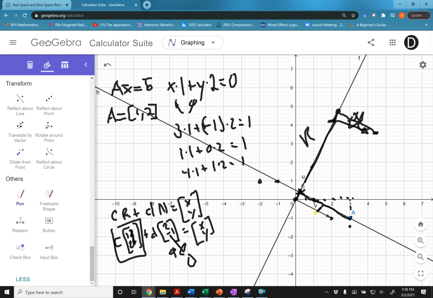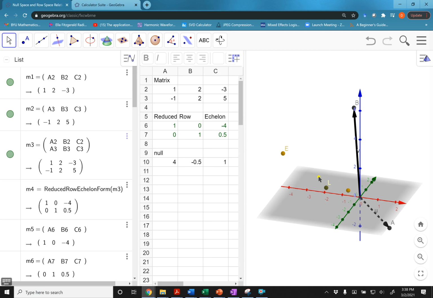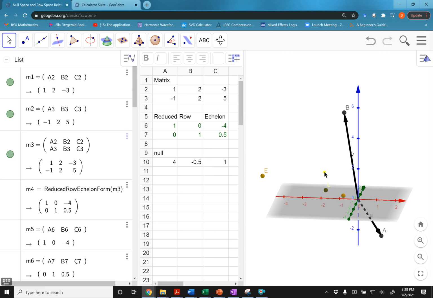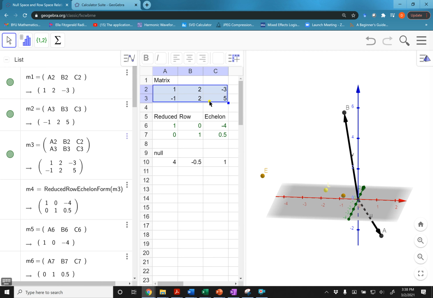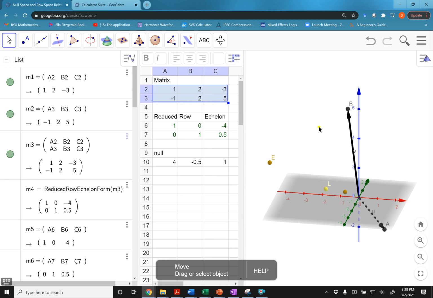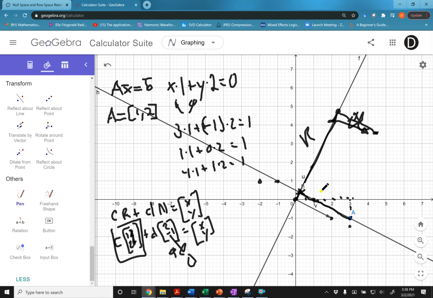And let's go look at a higher dimension example here. Here I have an example. This is right from a class. I gave you guys this matrix. You're supposed to find the row space and the column space of it. Oh, I forgot to talk about the column space in this other example. So what's your column space?